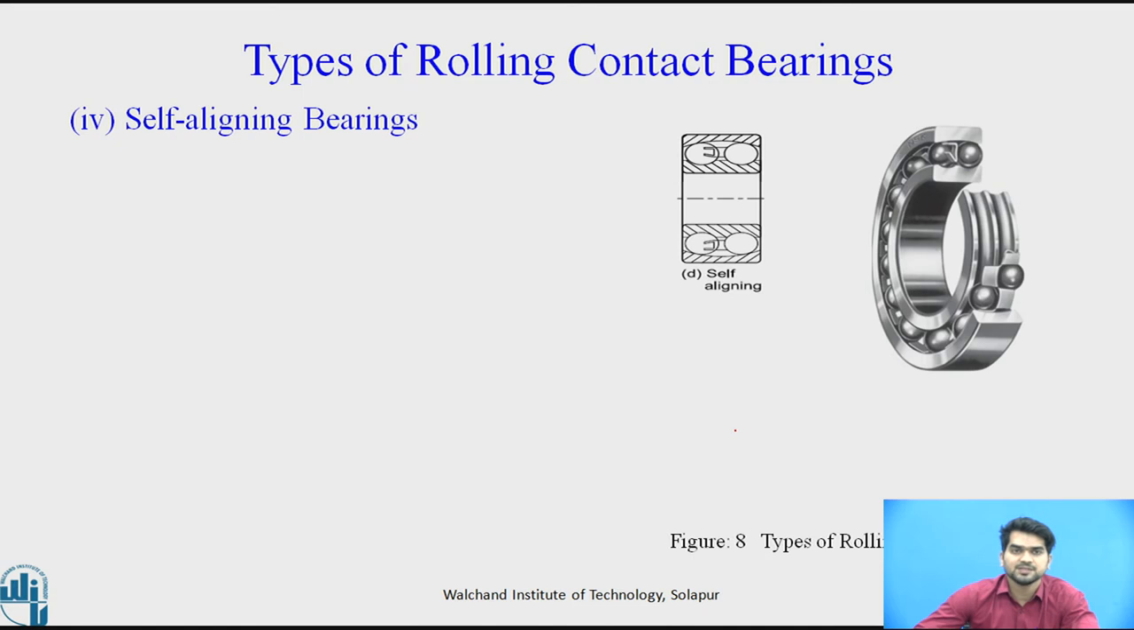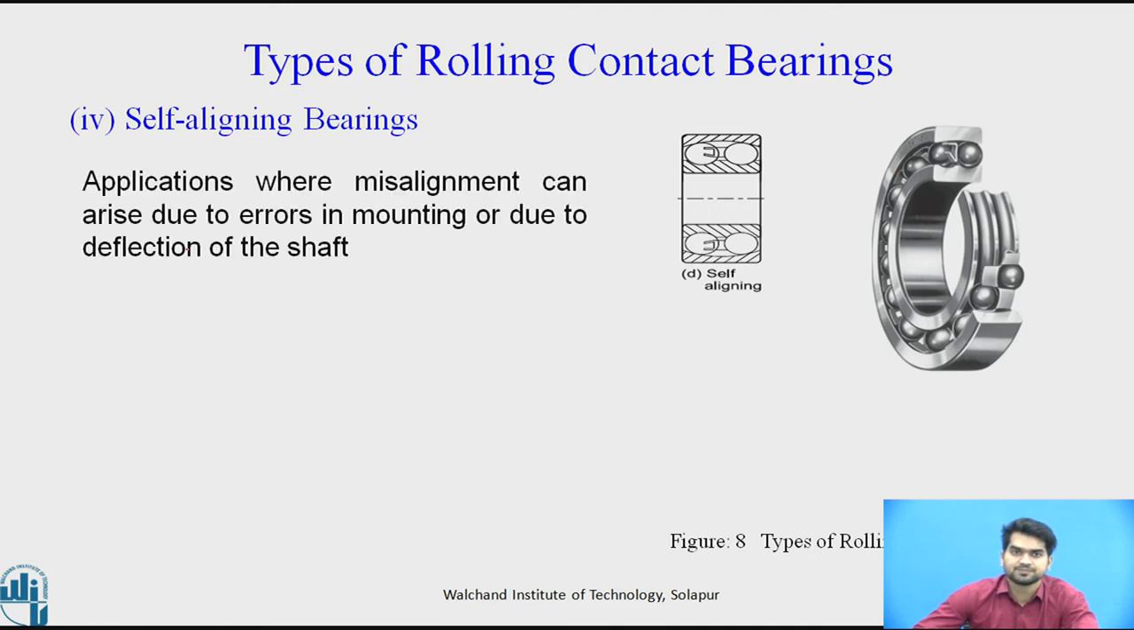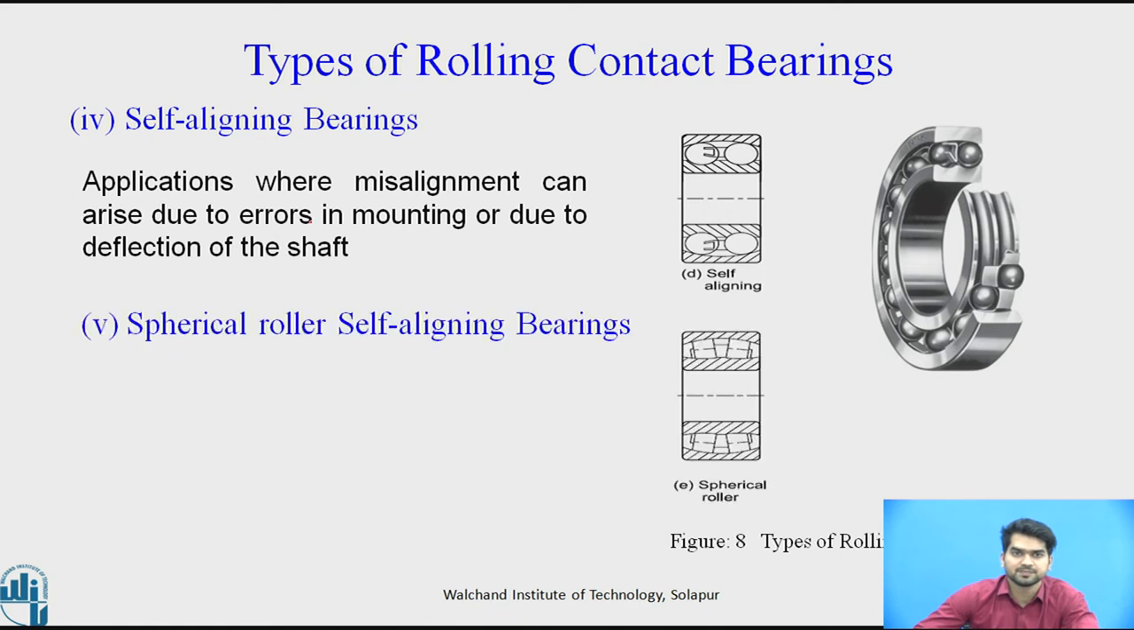The next classification is the self-aligned bearing. If you observe this figure in which the self-aligned bearing is used, if there is a misalignment in the shaft, that misalignment will be sustained by this bearing. In applications where the misalignment can arise due to error in mounting or due to deflection of the shaft, we can use the self-aligned bearing.